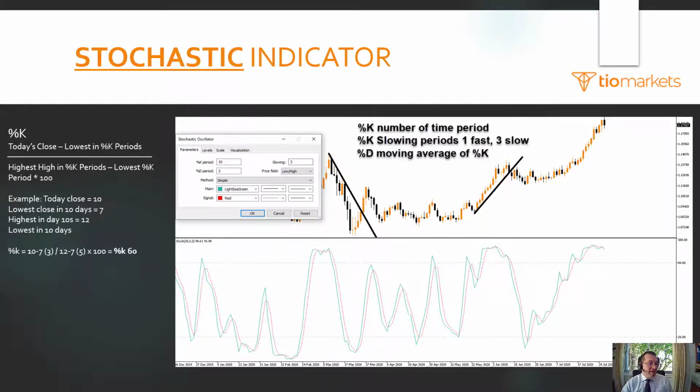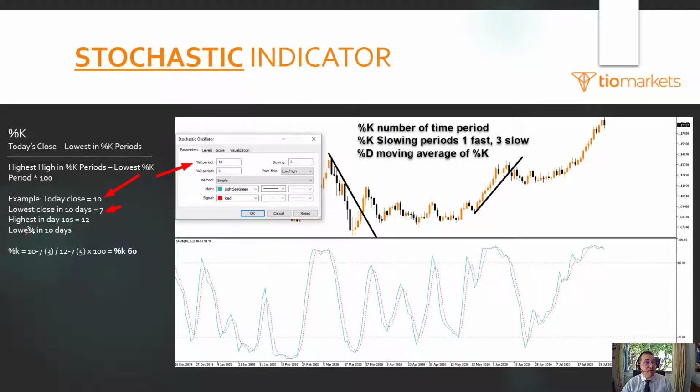Okay, let's do that again. So here we have percentage K period is 10. So this is 10 days or 10 candles. The lowest close in 10 days is 7. That means that the lowest price in the last 10 days was 7.